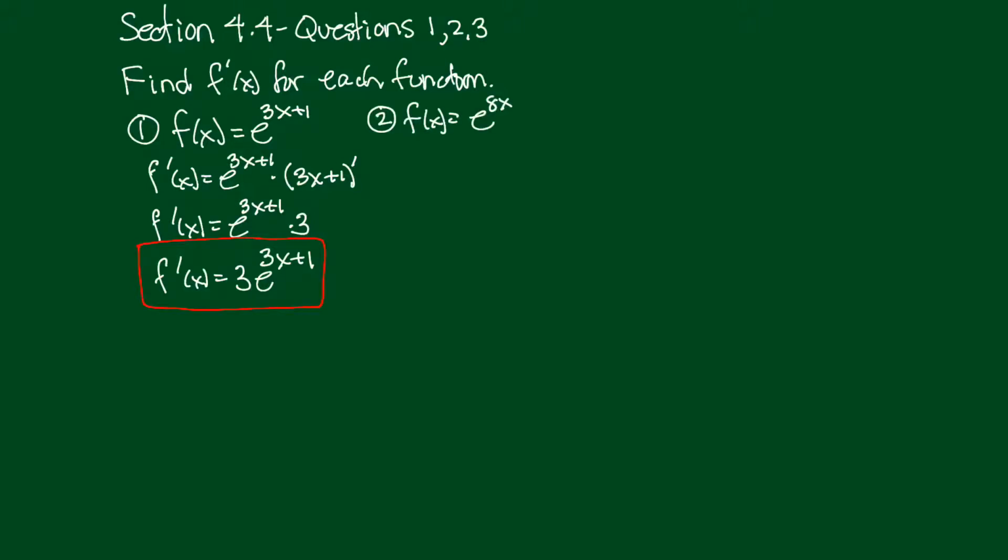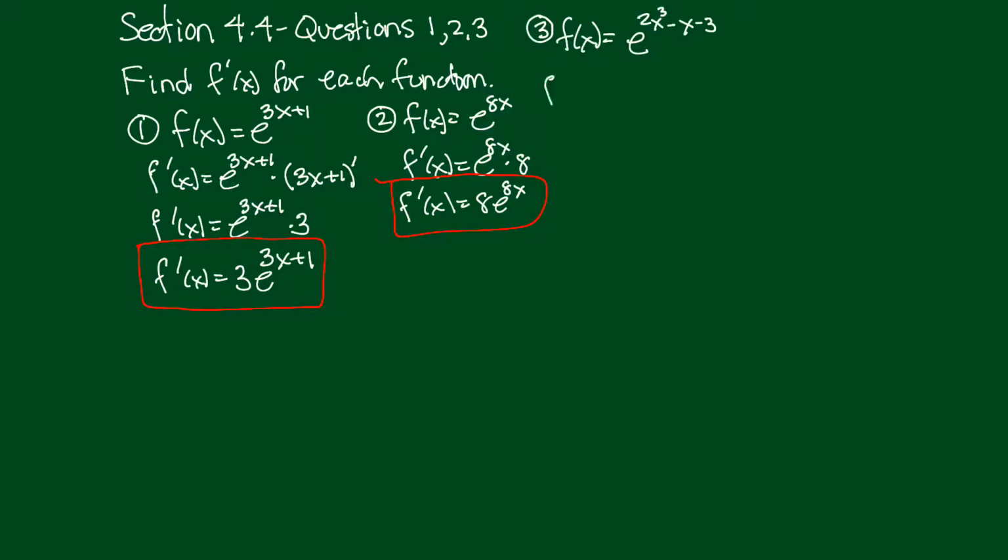In number 2, we've got this pretty basic function, but the derivative is going to be the function itself, e to the 8x, times the derivative of the exponent. I'm just going to write 8 this time. So f prime of x is 8e to the 8x. And just to follow it through again, here's our function, e to the 8x. The derivative is the function itself times the derivative of the exponent.